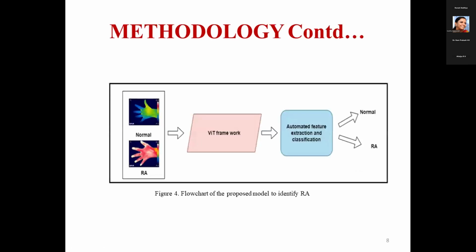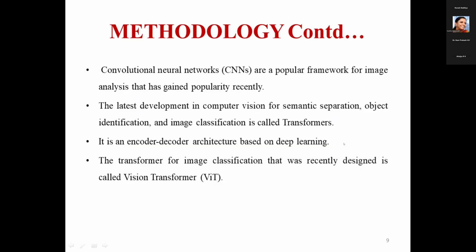So this figure shows the flowchart of the proposed model. In this study, we have used CNN ViT, which is a vision transformer. Here in the input, we'll be giving the normal and RA images, and it is passed through a ViT framework, and from that, automated feature extraction and classification was performed.